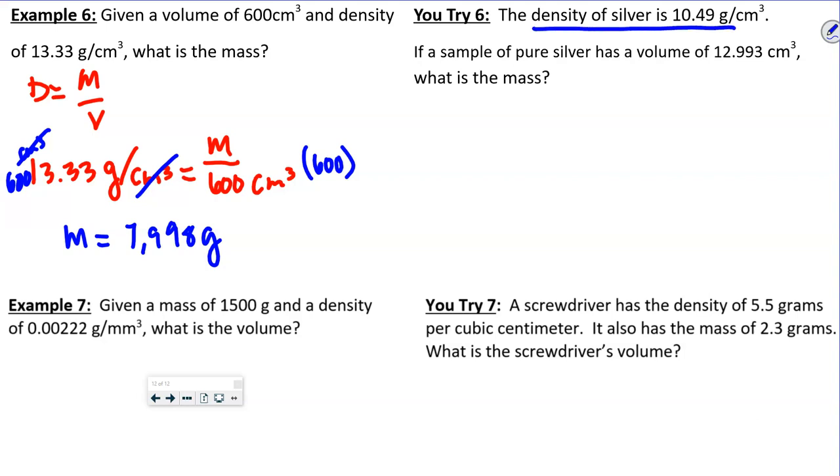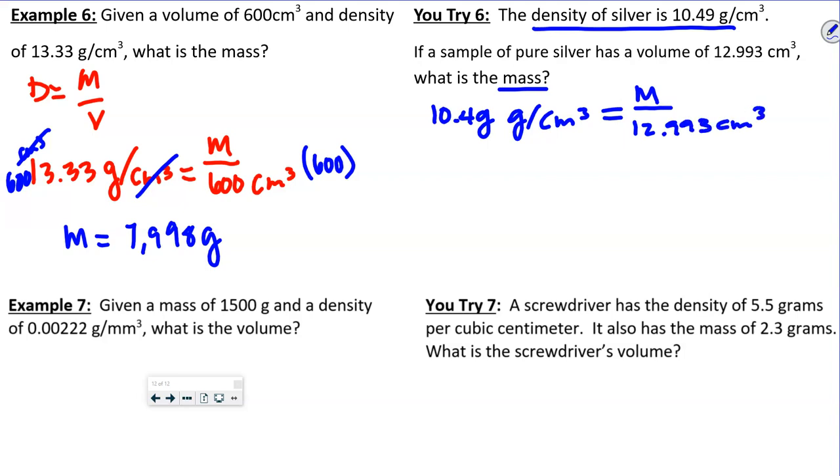So here's our density again. That's 10.49, and that's grams per centimeter cubed. That's equal to, again, we're looking for our mass, right? So mass over our volume, which is 12.993 centimeters cubed. Once again, you should be able to see that these units are going to cancel each other out, right? Because we're going to multiply by it. So we're going to multiply both sides by 12.993.